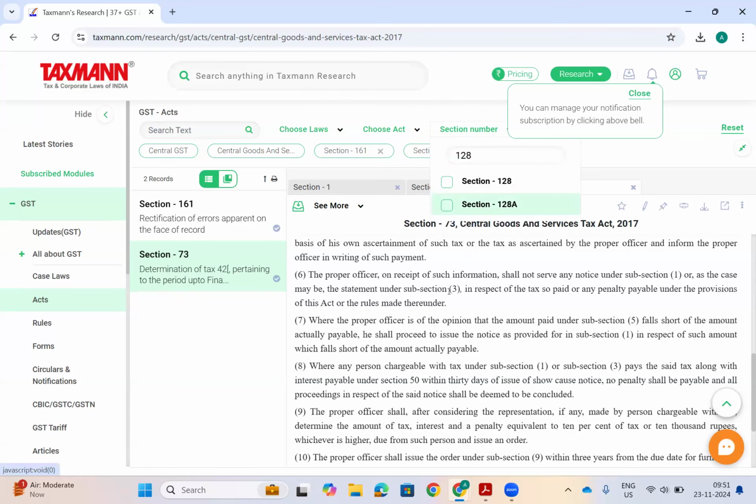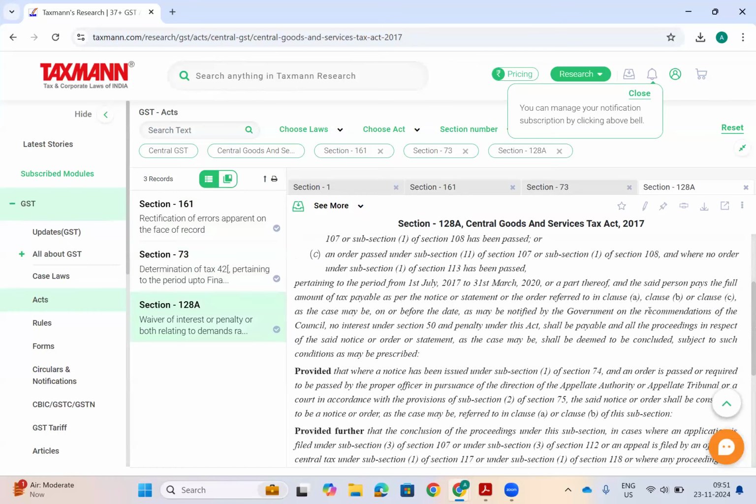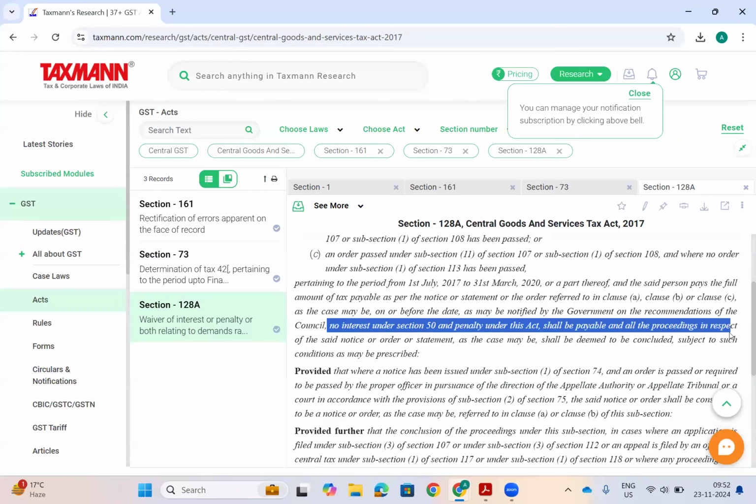Because if you go through 128A, now this is 128A. 128A says that if the required tax has been paid on or before the date, no interest under section 50 and penalty under this Act shall be payable, and all the proceedings in respect of the said notice. So when it is saying all the proceedings in respect of the said notice, there cannot be a question wherein a notice is covering two issues, and for the part of the issue you are required to pay, and for the part of the issue you can opt for the amnesty scheme.